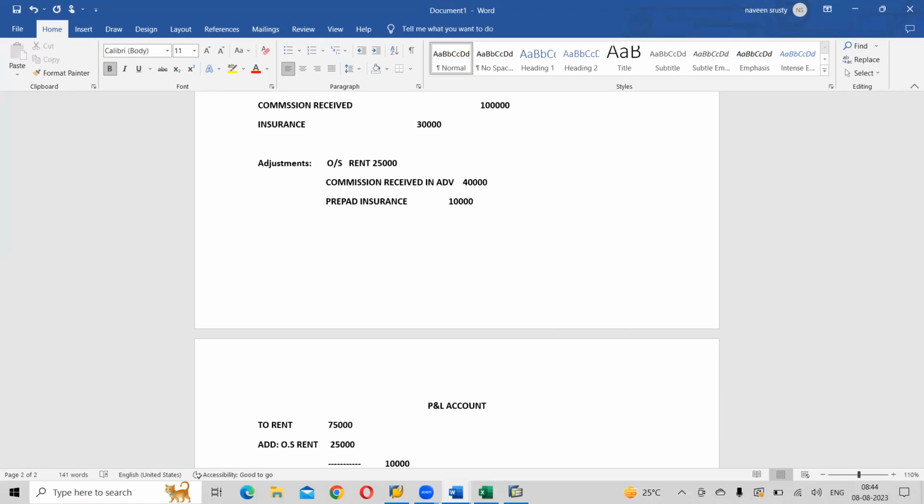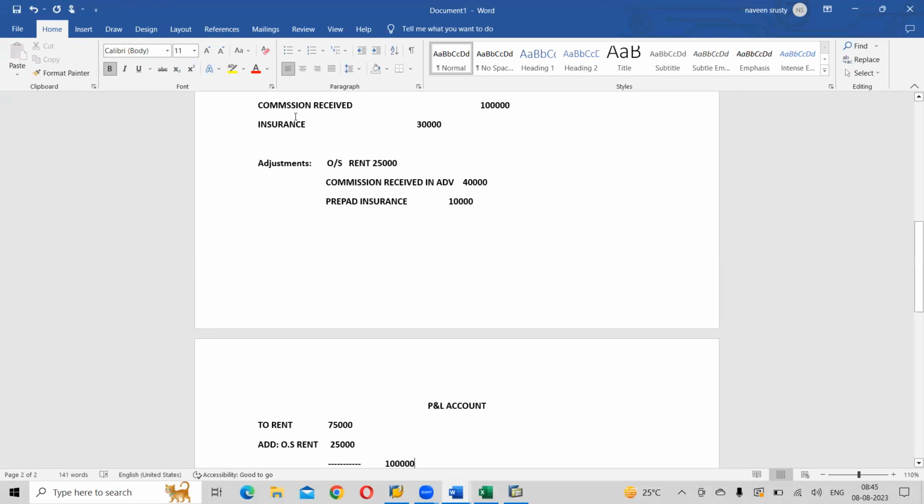Okay, what is the next one? Commission received. How much commission did we receive? 1 lakh. So we have already received 1 lakh. What is the adjustment saying? Commission received in advance. So what does it mean? What do you understand by prepaid? It's not prepaid, right? We are not paying it, we are receiving it. It's an income to us, right?